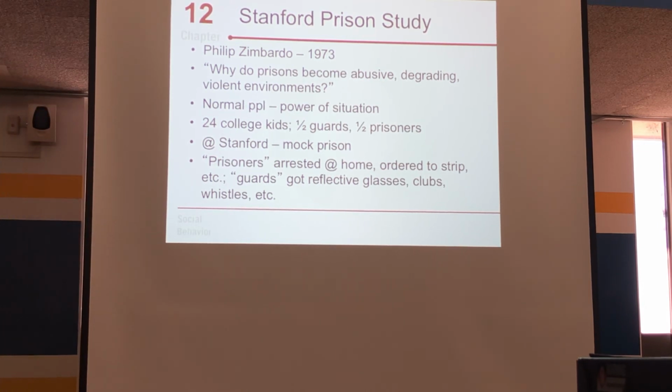All right, Zimbardo, how many boys? 24. 12 prisoners, 12 guards. Good. Okay, where was it? Stanford. Stanford prison study, in the basement of the psychology building. They turned it into a mock prison, and the guards were told that they were not allowed to physically hit the prisoners. The guards were given a uniform, reflective sunglasses, a club, and a whistle. The prisoners were given a robe with a number.